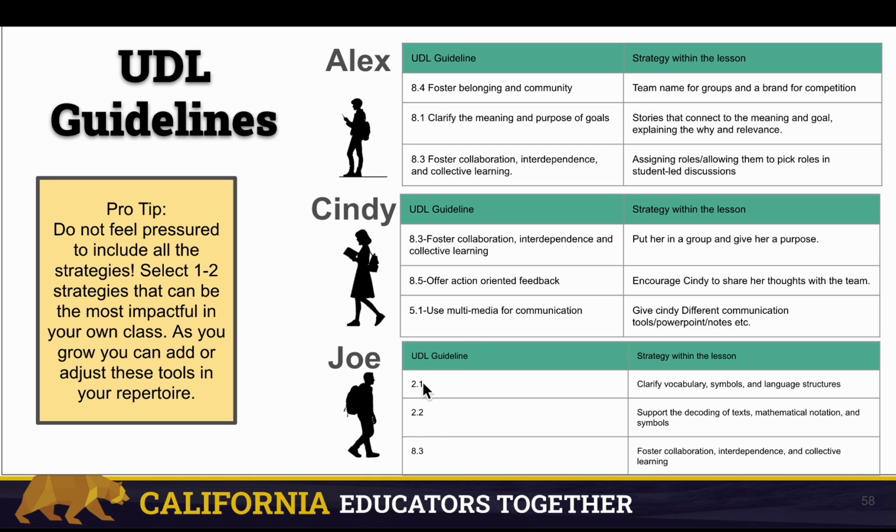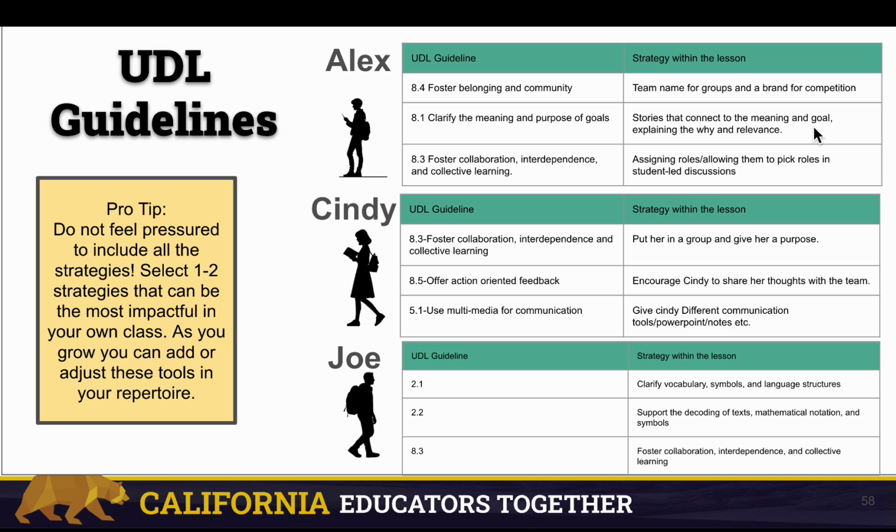So what we consider here as the pro tip is to select one or two strategies that could be the most impactful in your own class. And then as you grow, you can add or adjust these tools in your repertoire. So when we look at Alex, we see team names for groups and a brand for competition. So that was to motivate him.